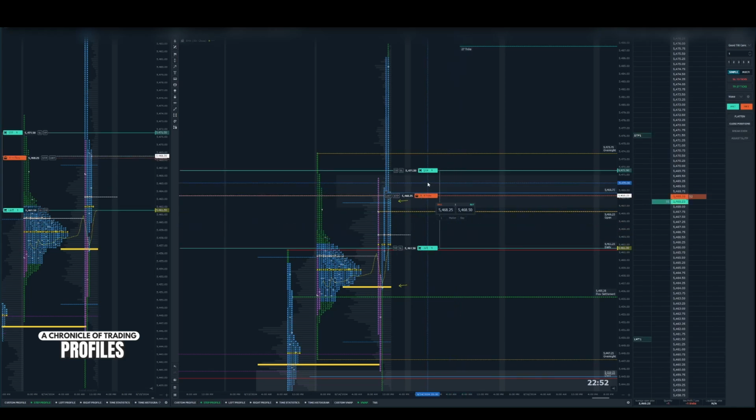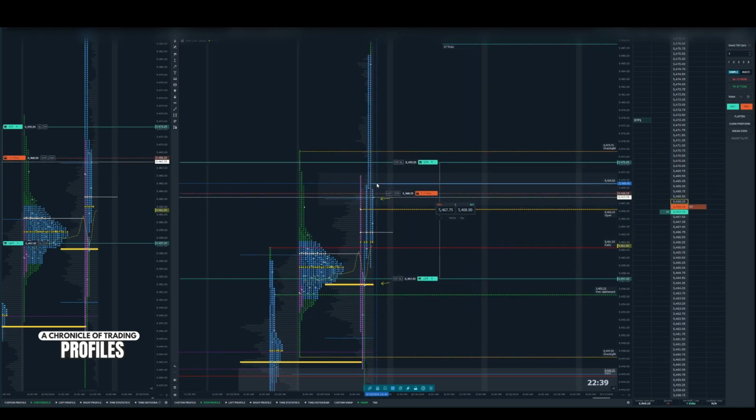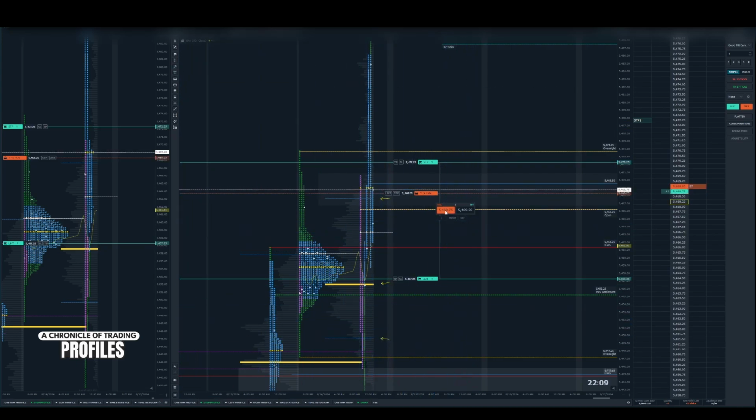I think right in here I entered one. So we got up to my blue line, so I entered one contract. I was fine just keeping one. If we got up to that next blue line there that I put there, I would enter another contract. Otherwise, I would take the one, and I was looking for that POC for my target.